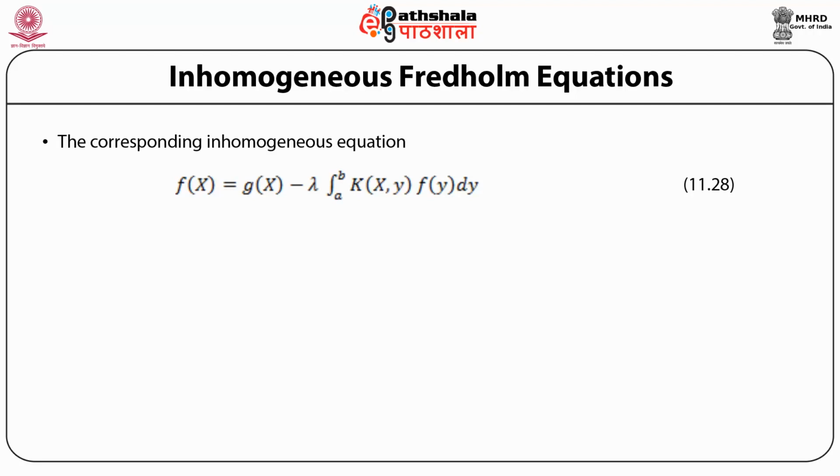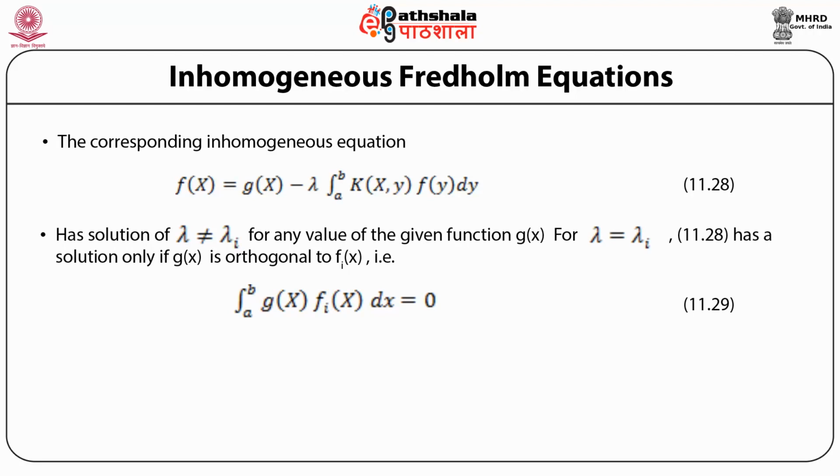This inhomogeneous equation has solutions for lambda not equal to lambda I for any value of the given function g(x). So if lambda is not equal to lambda I, this inhomogeneous equation has solutions for any value of the given function g(x). If lambda is equal to lambda I, then the inhomogeneous equation has a solution only if g(x) is orthogonal to phi_I(x). That is, the integral g(x) phi_I(x) dx is equal to 0.